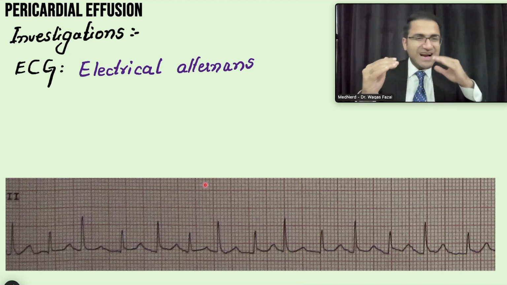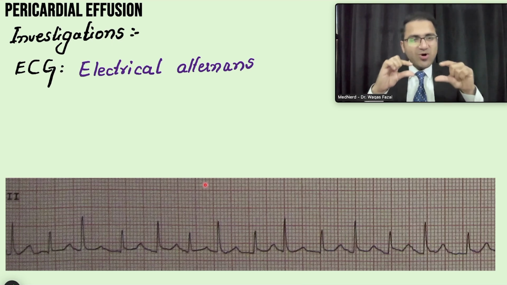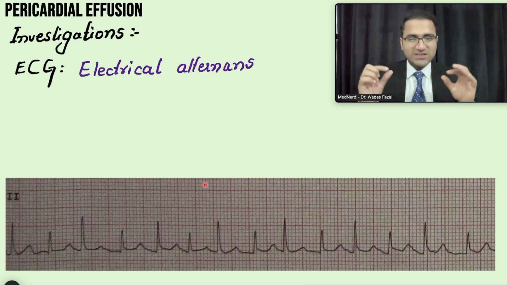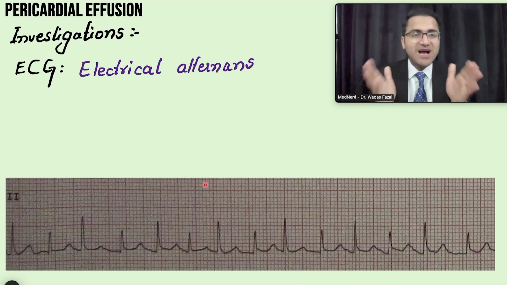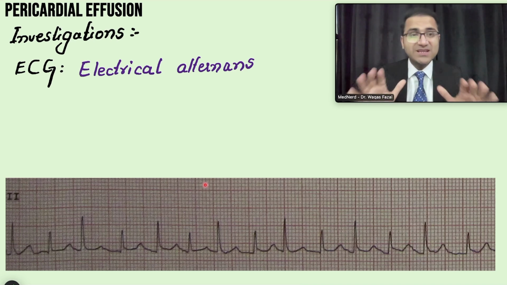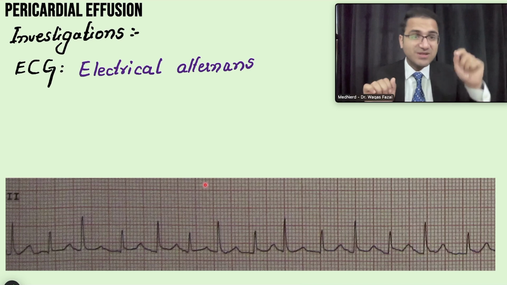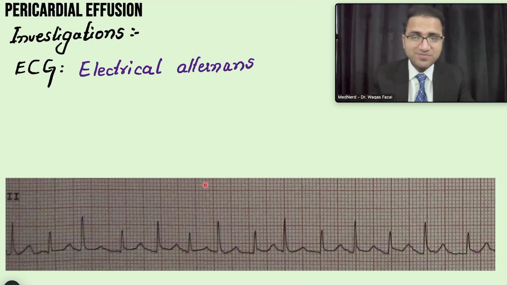So, you would see electrical alternans, you would see small QRSs and big QRS complexes. This makes sense when you know how to do ECG. I have a whole playlist on ECG lectures. You can check out the link of those videos in the description below.